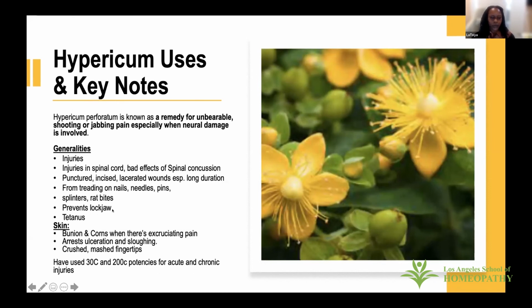So injuries with the spinal cord, treading on nails, it prevents lockjaw, it's good for tetanus. It's good for crushed, smashed fingertips. And I have used this one in 30C and 200C potencies as well for those acute and chronic injuries. Next slide.